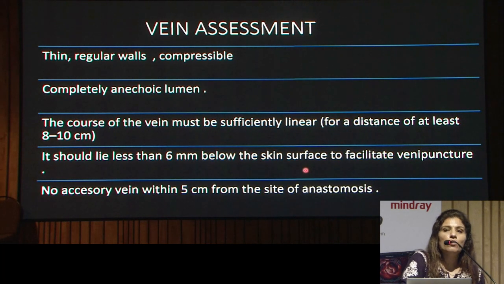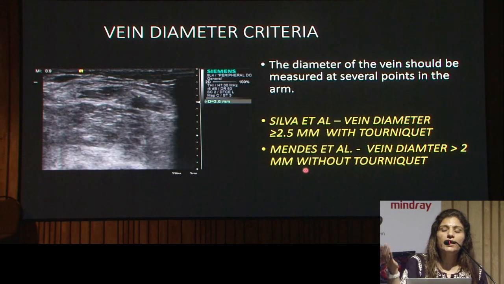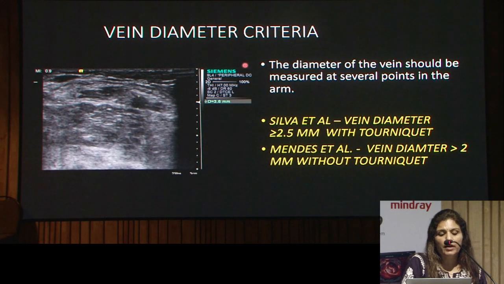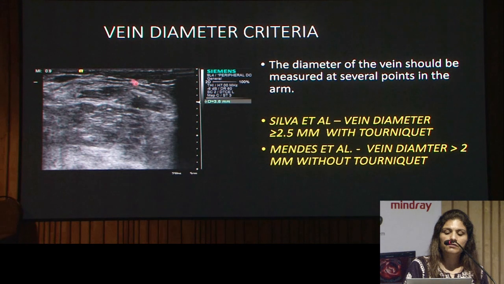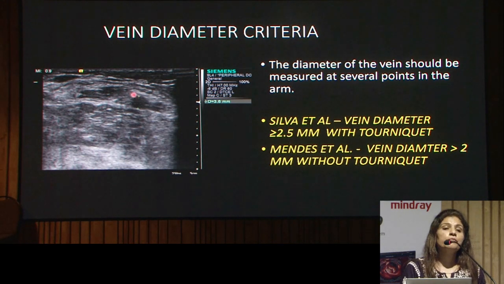It should not lie more than 6 millimeter depth, because again a lot of superficialization needs to be done if the depth of the vein is more, and there should be no accessory vein within 5 centimeters of the fistula site. So vein diameter criteria is again very important. The diameter of the vein should be measured again in a transverse plane only.